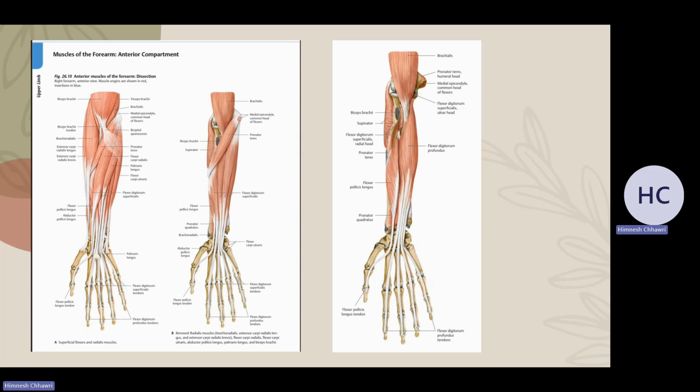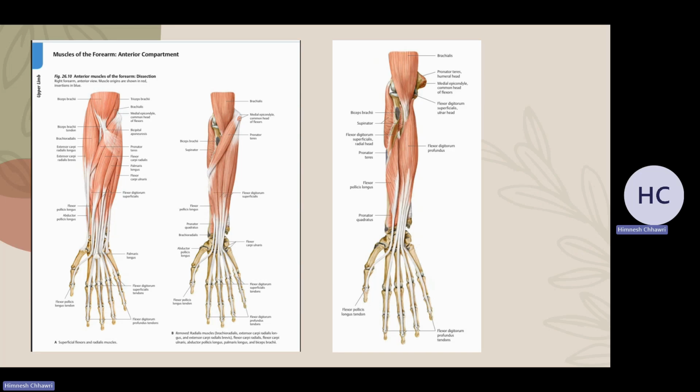Anterior compartment muscles are divided into three different layers. So the first compartment, which is the anterior compartment, has three layers. The first layer, lateral to medial, we have pronator teres, flexor carpi radialis, palmaris longus, and flexor carpi ulnaris. Lateral to medial, say with me. First, pronator teres, flexor carpi radialis, palmaris longus, and flexor carpi ulnaris.